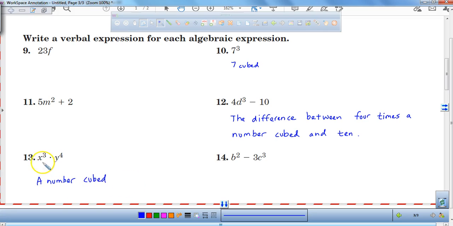All right, so what is the number cubed? X. X is number cubed. Times a different number. This is why you have to be specific, because x represents one number, y represents a totally different number. So we put a different number. Now you could say to the power of 4, but I'm just going to put raised to the power of 4. Because words are powerful.